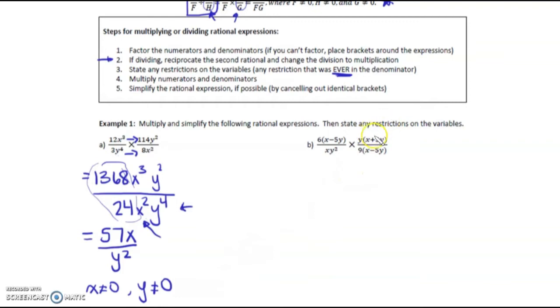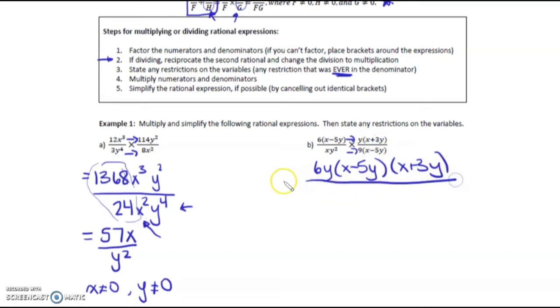Okay, B. So when we multiply these, we multiply across. We can cancel out as it is right now because everything is multiplied, or we can simplify first. So if you wanted to simplify first, we would get 6y and then keep the bracket as it is, and then keep the second bracket as it is. And then that's going to be over 9xy squared. Then we have that monomial in front, and then just keep the x minus 5y bracket as it is.